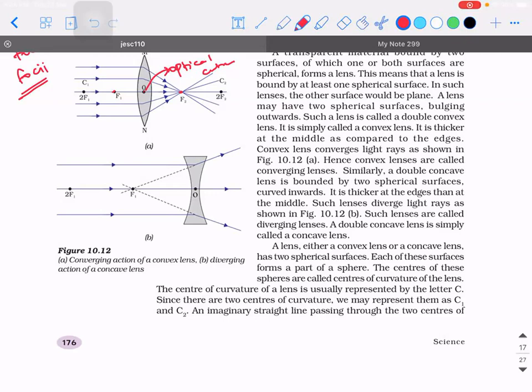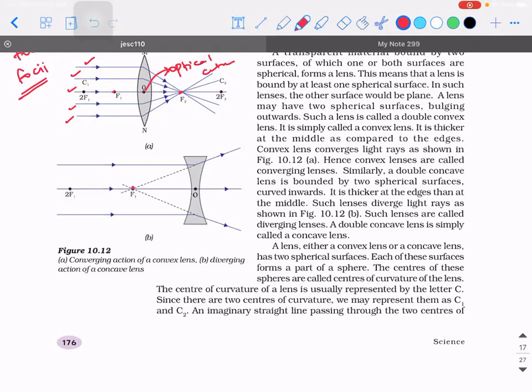Proceed. After refraction, the rays actually meet. What type of rays? Converging rays. How are the incident rays supposed to be? Parallel. So when you consider a set of parallel incident rays, after refraction, whatever point on the principal axis those rays meet, or tend to meet, that point is what is called the focus.